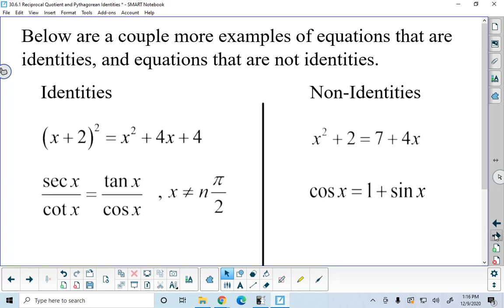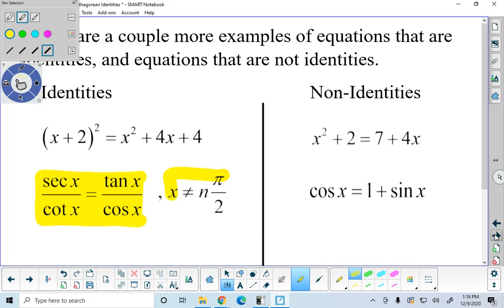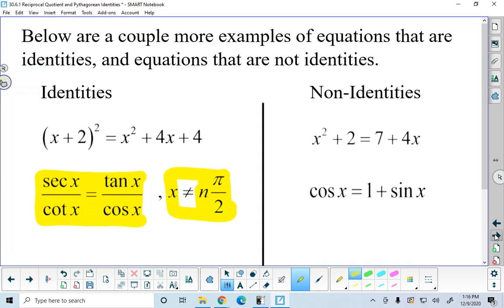Examples of identities are the things on the left. Now, we won't talk about the trigonometric identities just yet, but it turns out that this statement here is always true, well, except when x is a multiple of pi over 2, because when x is a multiple of pi over 2, tangent of x would be undefined, okay?